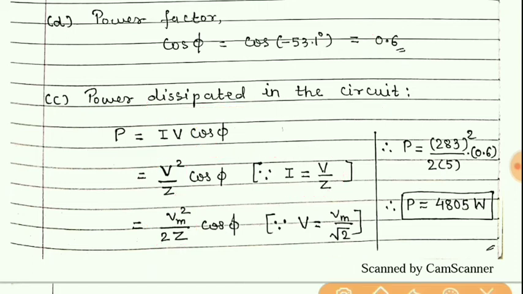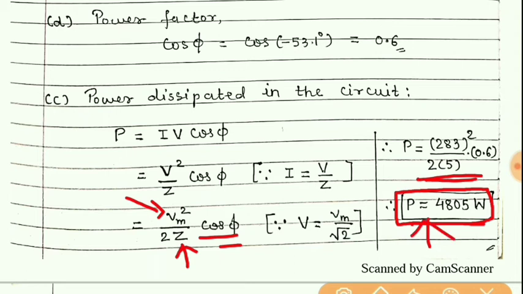Now all these values are known to us. Just put these values, you will get power equal to 4805 watt, approximate value. The value which you calculate can differ a little, so don't worry about that.